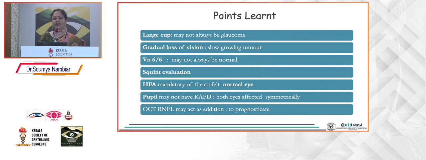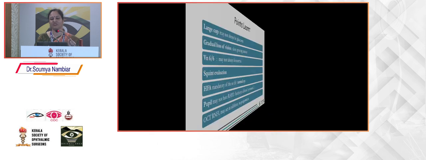So the points that I learned were that a large cup may not always be glaucoma. A gradual loss of vision indicates a slow-growing tumor. Vision of 6/6 may not always be normal, so you have to be careful. Squint evaluation has to be done very carefully. HFA is mandatory for the normal eye as well. And in the pupil, you may not have an RAPD if both eyes are affected symmetrically. And OCT RNFL can help as a prognostic factor.